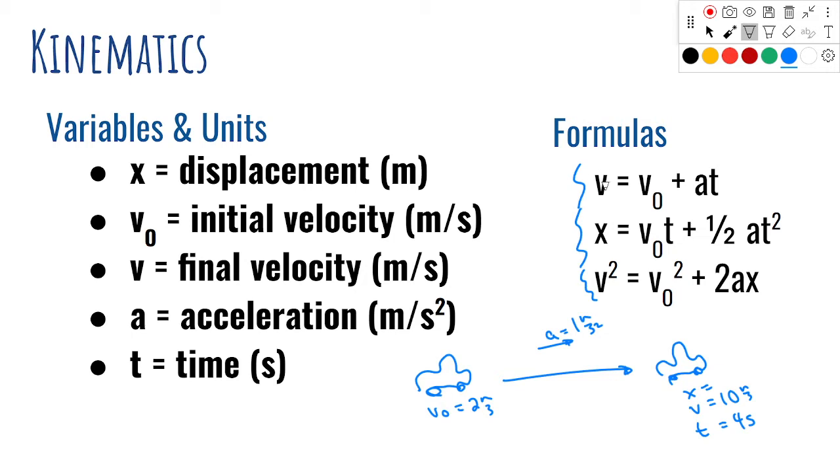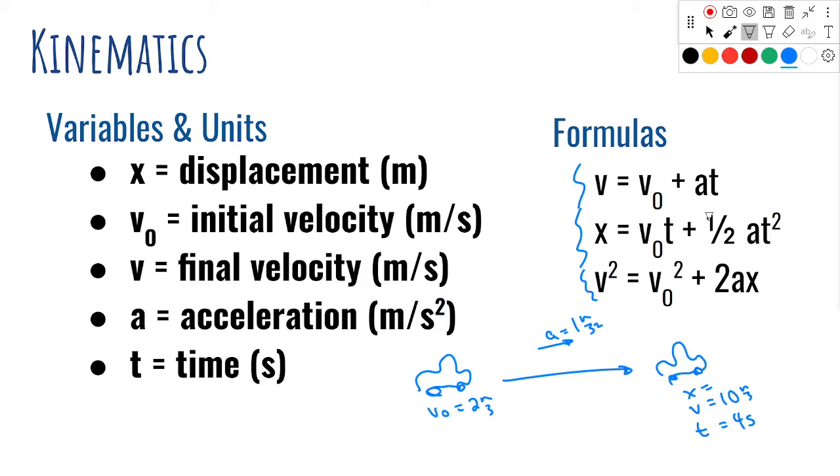And here, these make sense if you think about them. The final velocity is going to be the initial velocity plus any extra velocity that we got because of time and accelerating. If I'm accelerating for a period of time, that's going to make me go faster. And if I add that extra velocity to the initial velocity, I should have the final velocity right there.